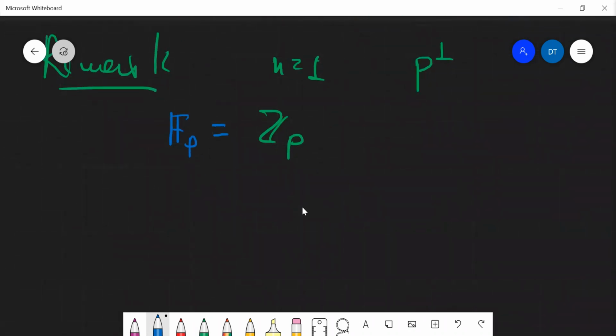But if you want to produce a larger field, you cannot take Z_{p^n}. Just a clarification that these two are not the same. Why? Because, for example, here you have nilpotence.